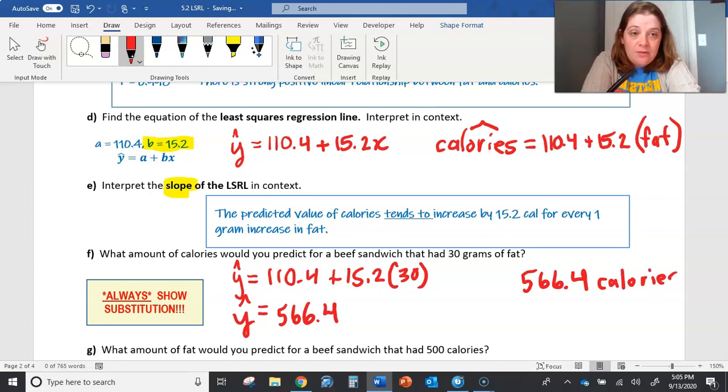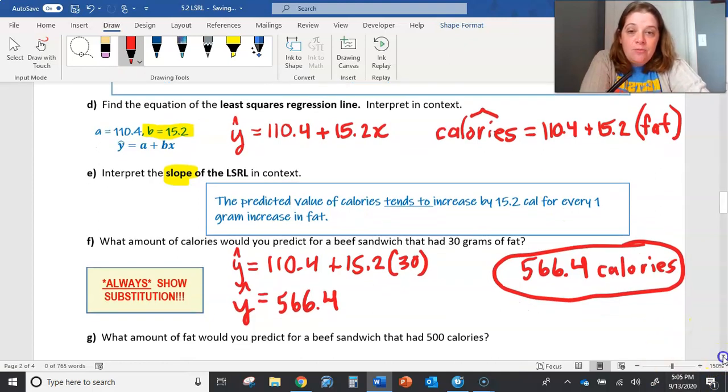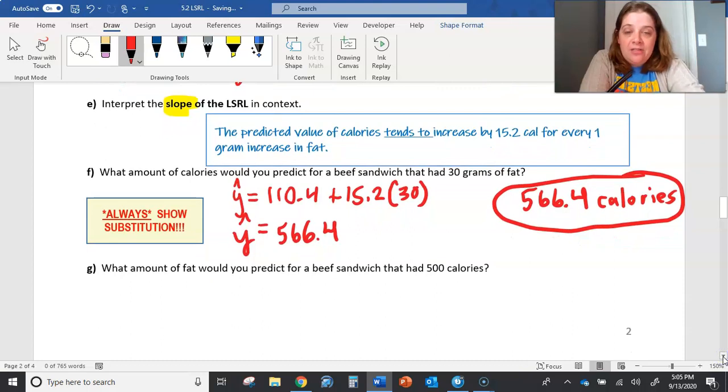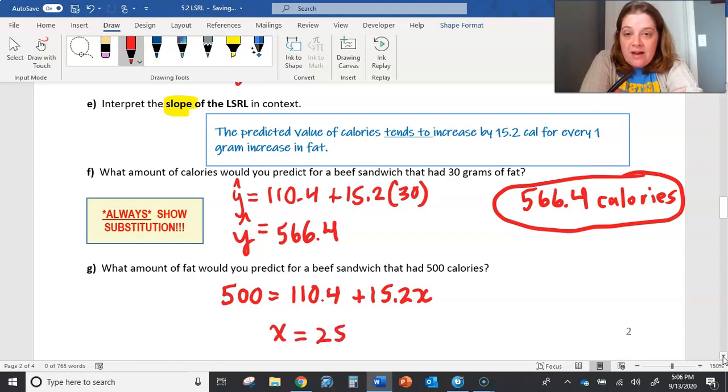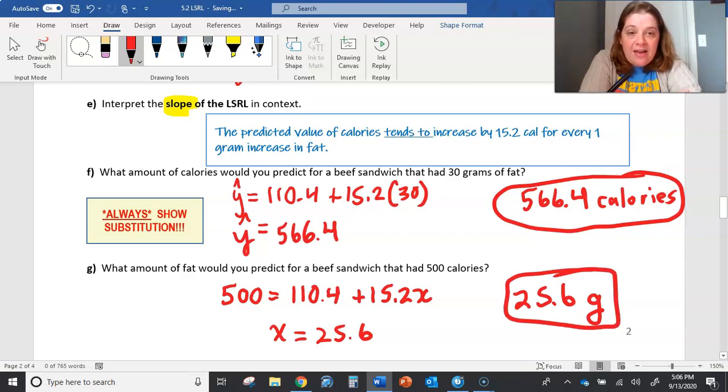What amount of calories does it predict? Here we go. Okay. And then I've got, what amount of fat would you predict for a beef sandwich that had 500 calories? So again, the fat would be the X. So I'm going to say 500 calories equals 110.4 plus 15.2 times X. Okay, so I'm going to solve for the X this time. If I subtract 110 and divide by 15.2, I get that X is 25.6. Okay, so I'm going to answer my question, 25.6 grams. That's how much fat this would predict.